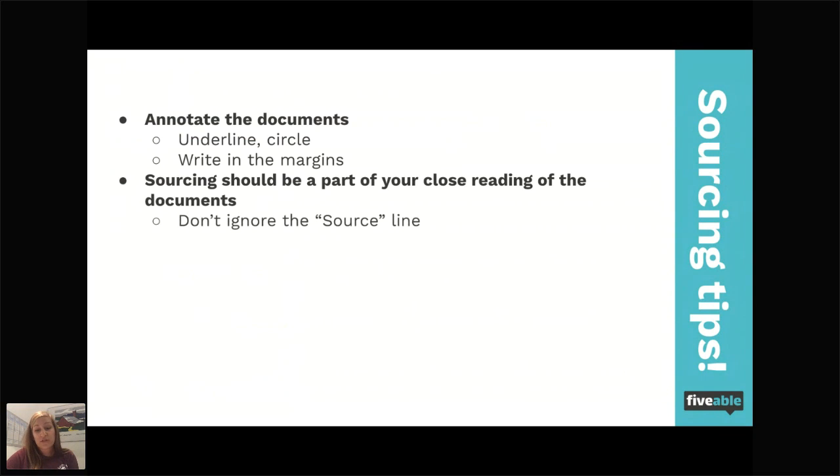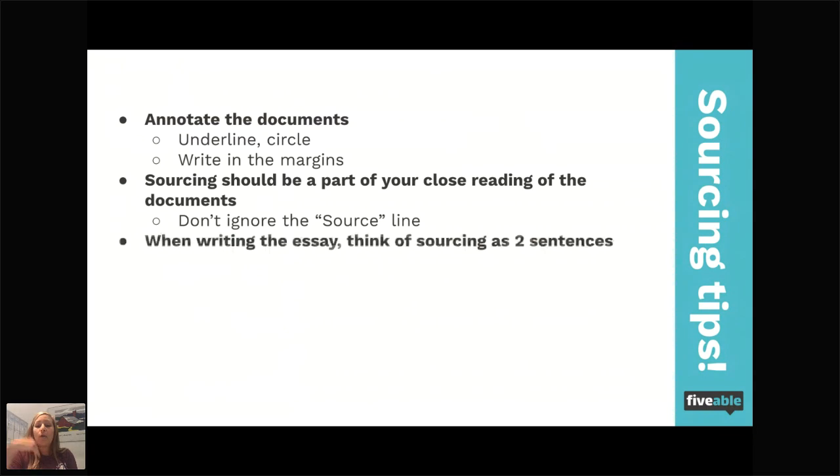Again, don't ignore the source line. You're looking at what the source is telling you. Some students, it's like reading the instructions and you just kind of want to get to it, but read the source because it's telling you who wrote it or when it was produced. So you want to look closely at that source line. Don't ignore it.